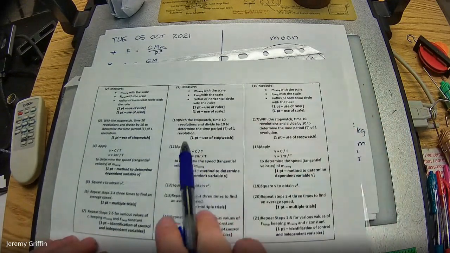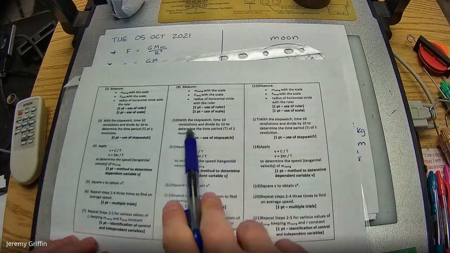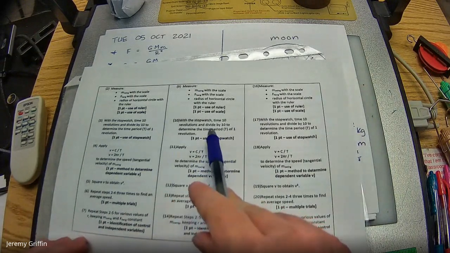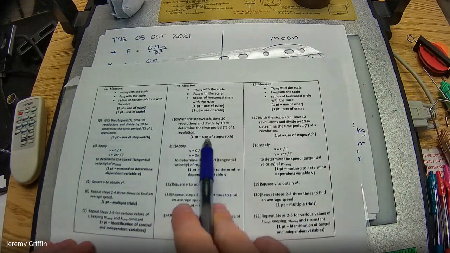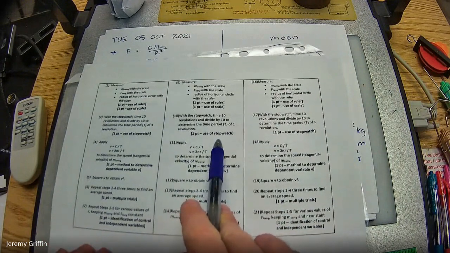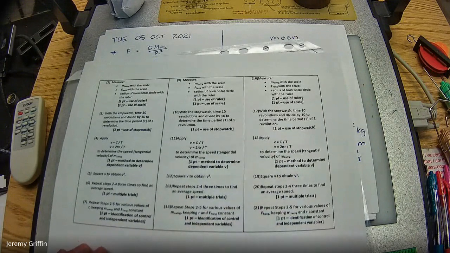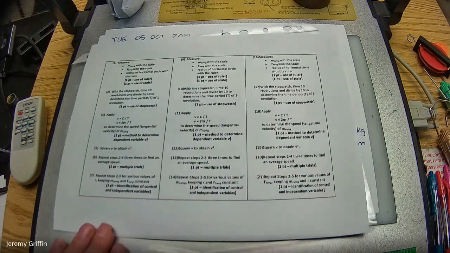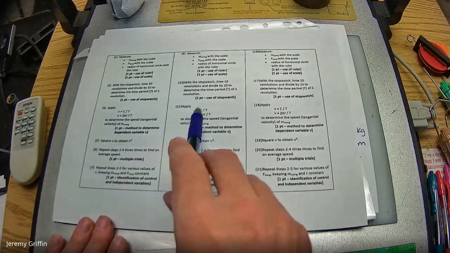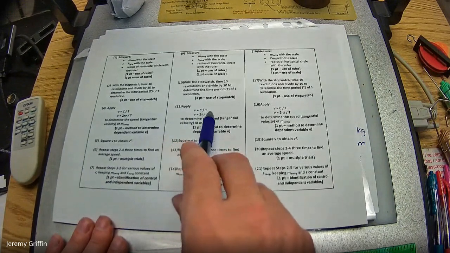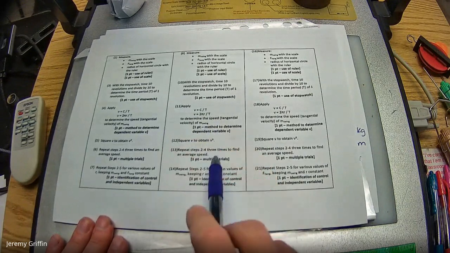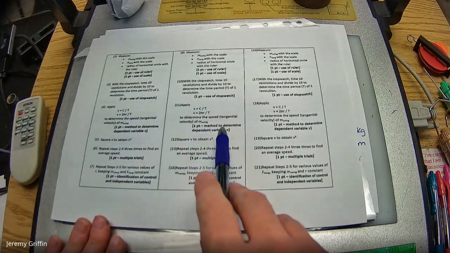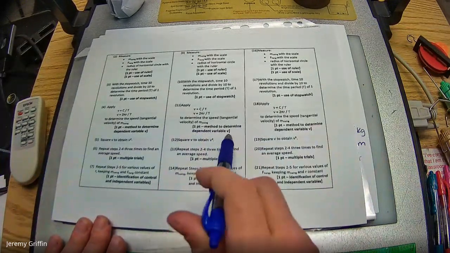With a stopwatch, time 10 revolutions, and then divide that by 10 to determine the time period of 1 revolution. So 1 point for how you use the stopwatch. It's true for all 3 setups. Then how do you actually get the speed? Well, speed is distance over time, in this case circumference over time period. So that'd be 2 pi r divided by time period to go around once. So 1 point for saying how you determined speed.